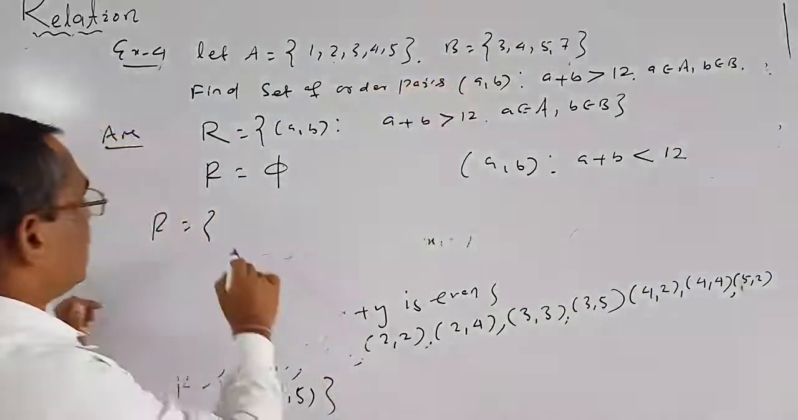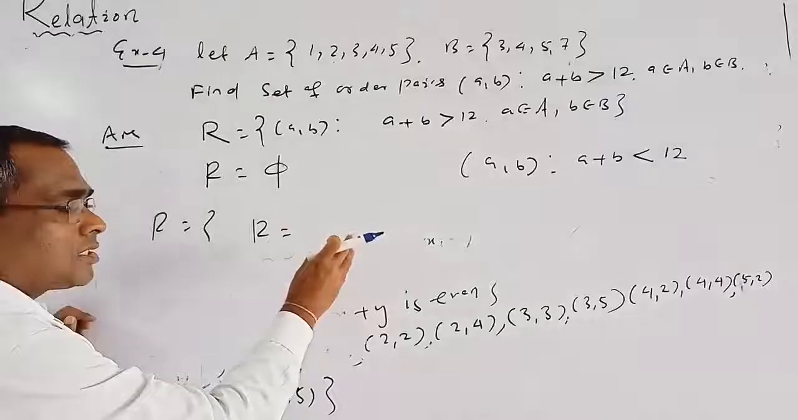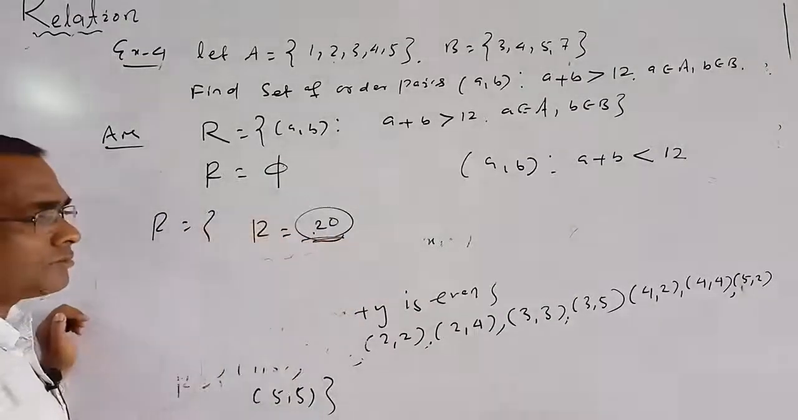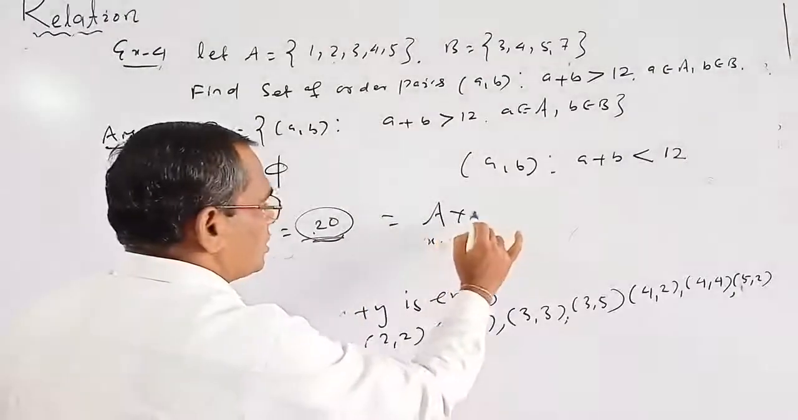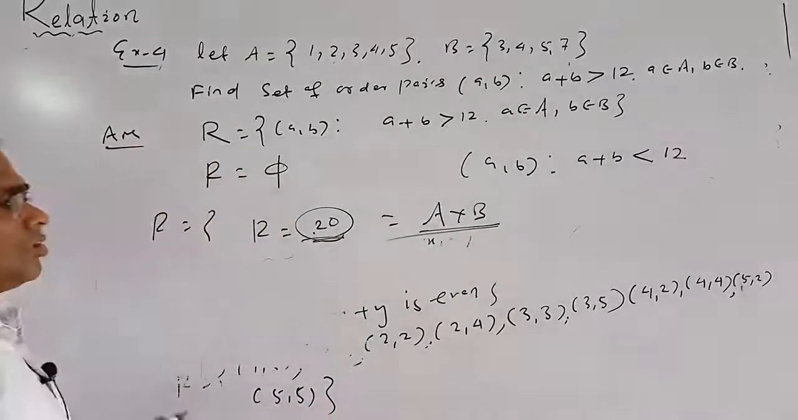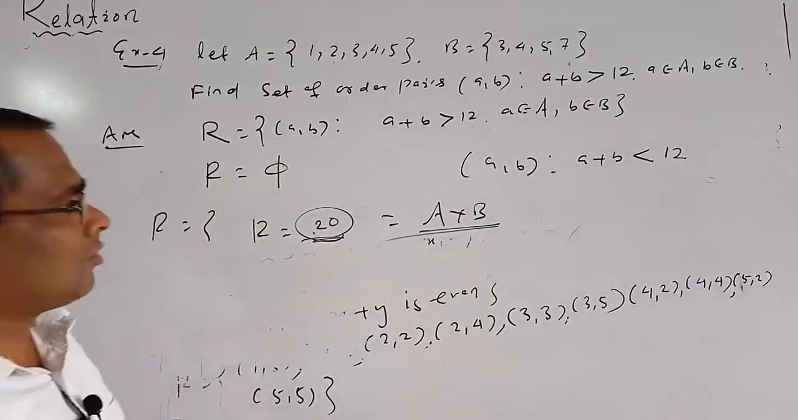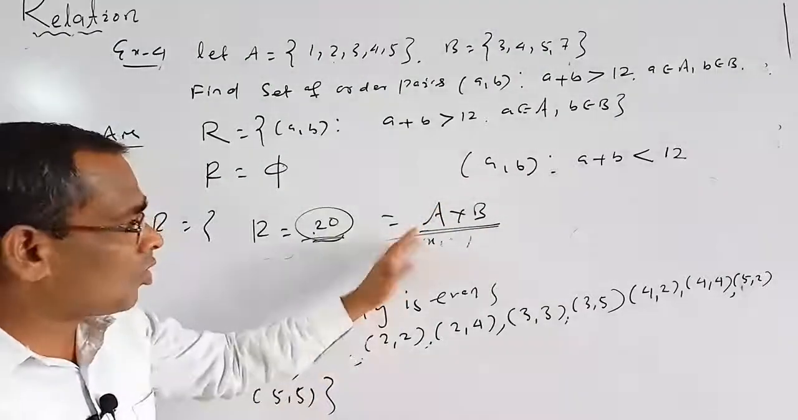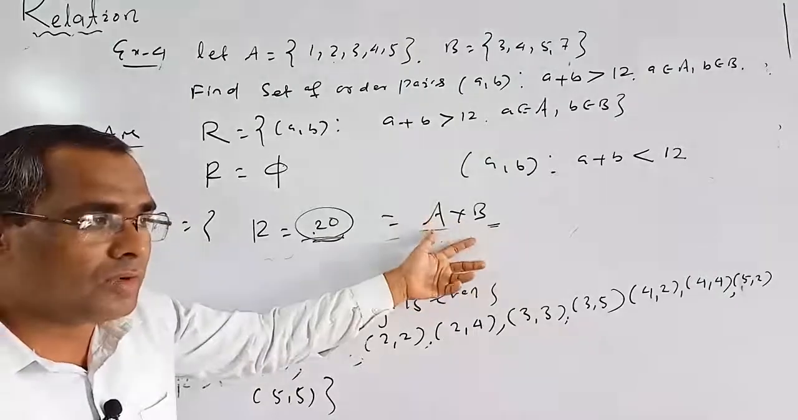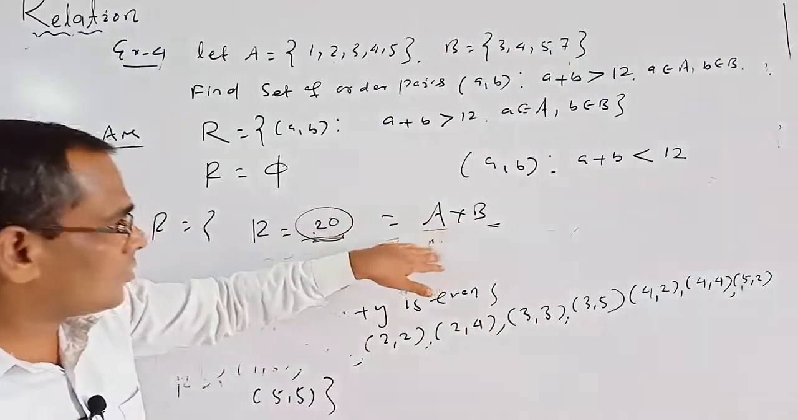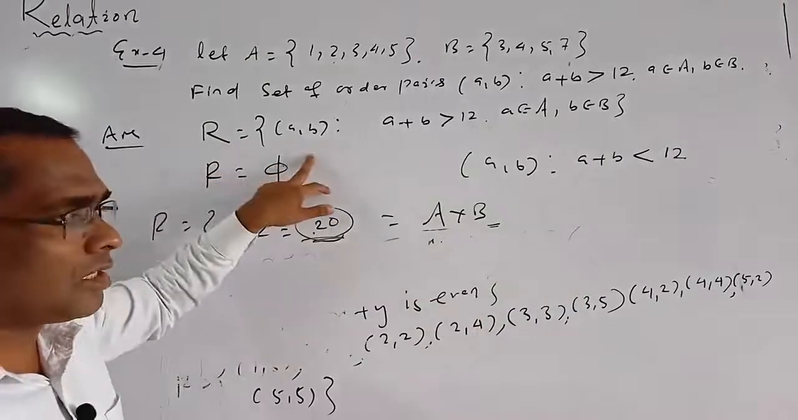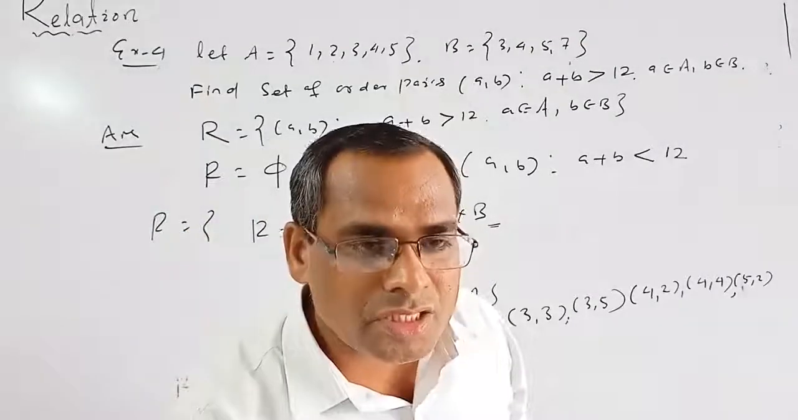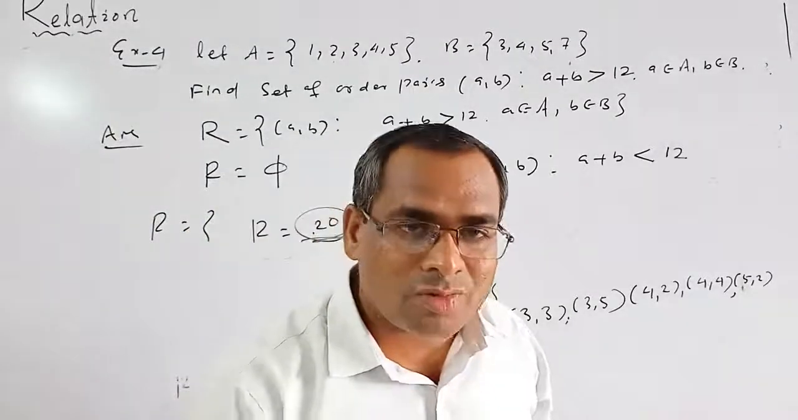So here R is equal to the set of ordered pairs, all ordered pairs are there, means there are 20 ordered pairs in that set, and that set must be A cross B. If you write the set of ordered pairs (a, b) such that a plus b is less than 12, all ordered pairs are possible, so the set is totally A cross B. So here R is equal to A cross B. In the earlier example R is equal to phi. So phi and A cross B are both subsets of A cross B, and such a subset is known as a relation. Do you understand what we mean by relation?